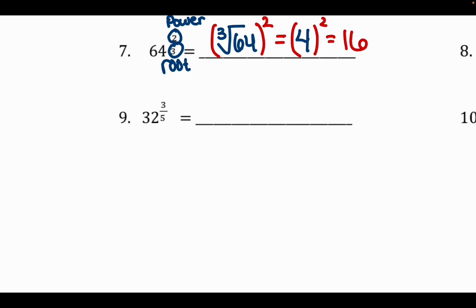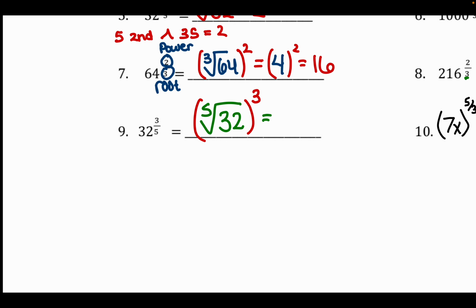32 to the 3/5 power. So this is the 5th root of 32, and all of this is cubed. So we just did this in one of the problems above in number 5. 5th root of 32 is 2. So this is 2 cubed.